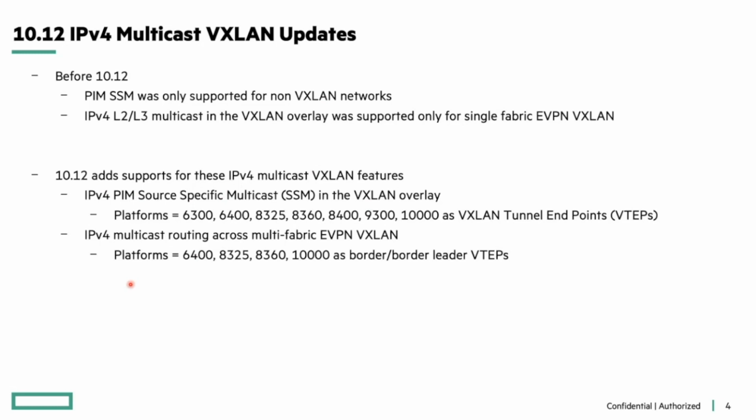And now, in addition to single fabric, we can also do multi-fabric for IPv4 multicast. But take note, it's only for routing, so basically only layer 3 between the different fabrics. These are the platforms that are supported as the border or border leader VTAPs. The normal VTAPs can be 6300, 6400, etc. But because multi-fabric is concerned about the border, we only state the border devices here.